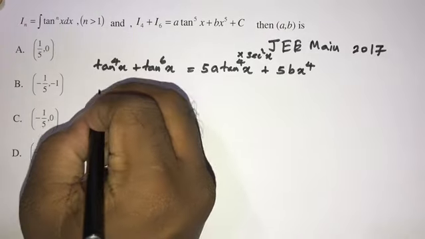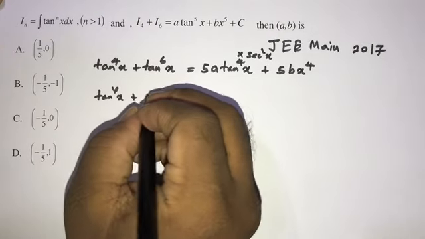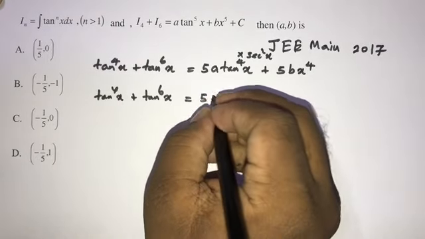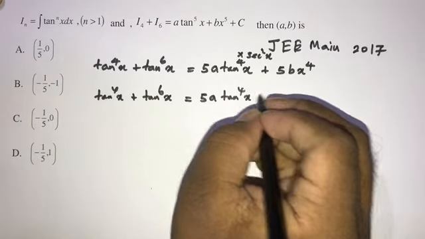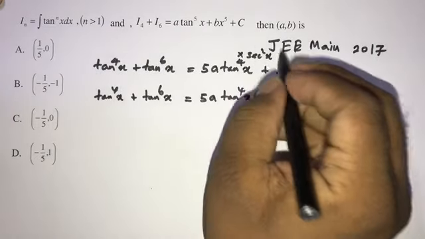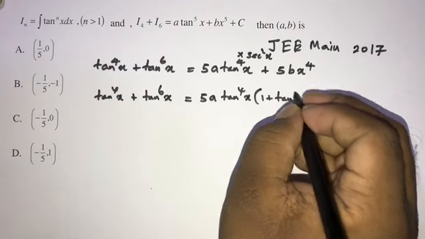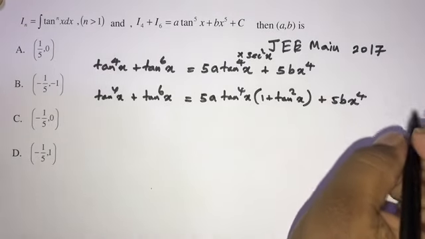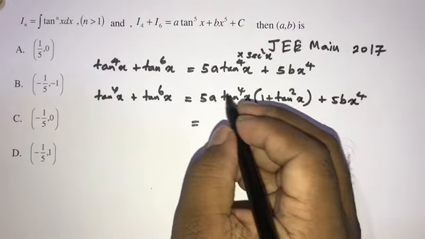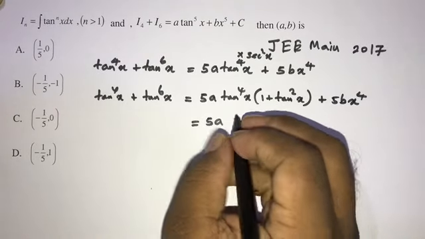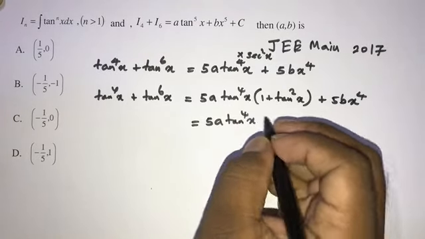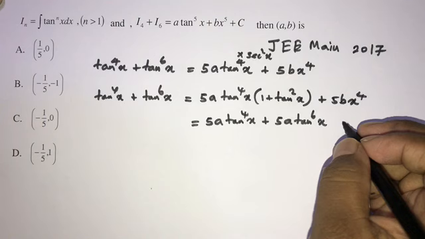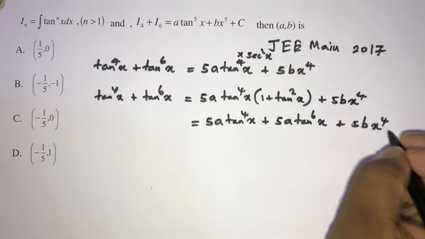So now we have tan to the 4th power of x plus tan to the 6th power of x is equal to 5 times a tan to the 4th power of x times, we know secant square of x is equal to 1 plus tan square of x, plus 5 times b x to the 4th power. Okay, now we can multiply, so 5 times a tan to the 4th power of x plus 5 times a tan to the 6th power of x plus 5 times b x to the 4th power.